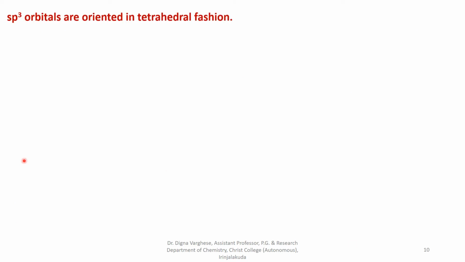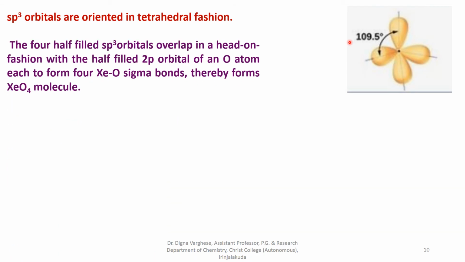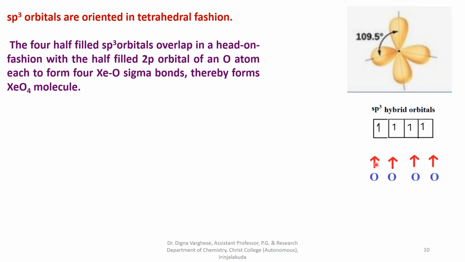sp3 orbitals are oriented in a tetrahedral fashion and the bond angle is 109.5 degree. The 4 half-filled sp3 orbitals overlap in a head-on fashion with the half-filled 2p orbital of an oxygen atom to form 4 sigma XeO bonds.